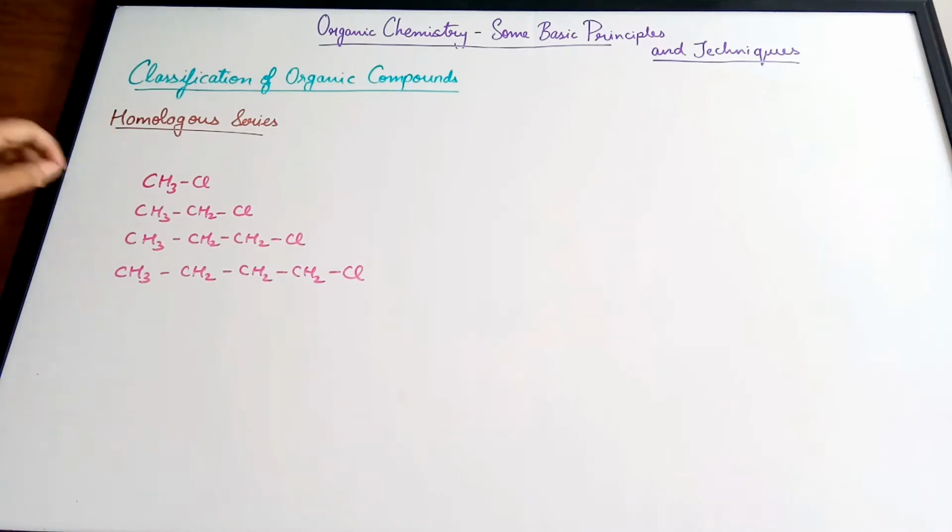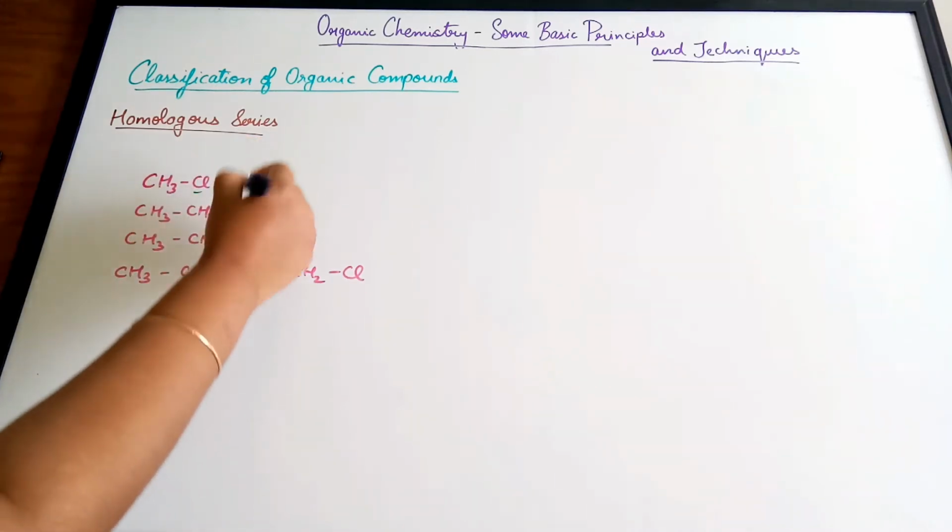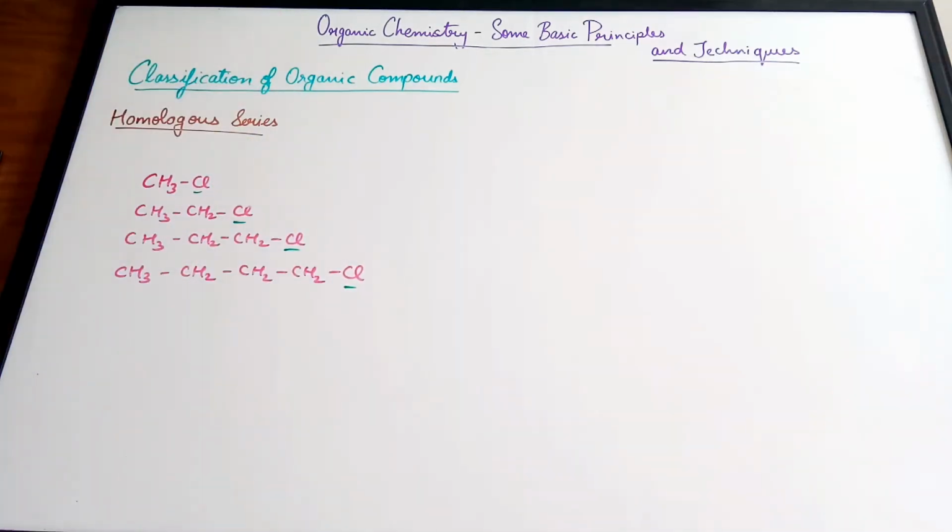If you see, all of these seem to be having the same functional group, that is a chlorine. Okay, and they all are varying with respect to one carbon atom. This is called a homologous series. So, a homologous series is a series of organic compounds. They contain a characteristic functional group, and these individual compounds are called homologues.